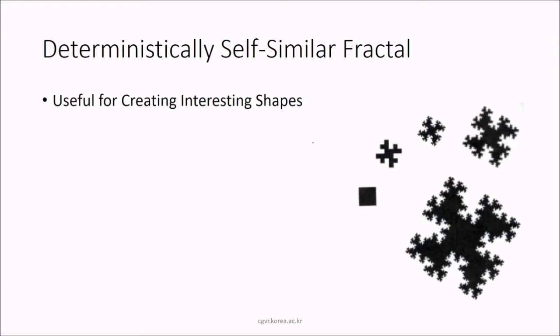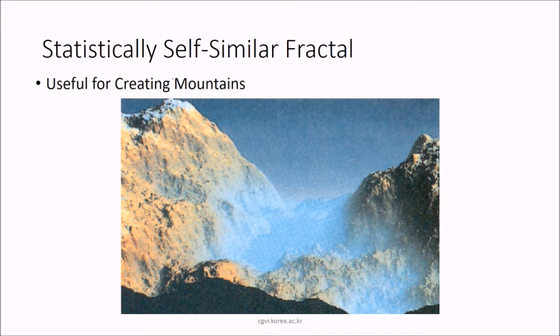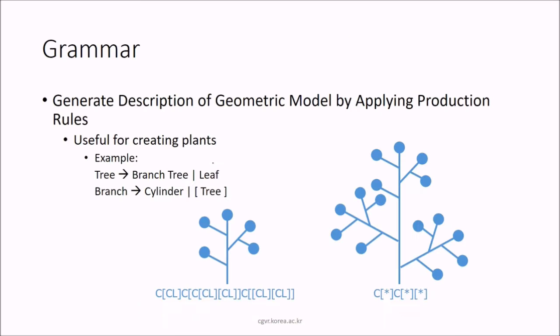Right. This is a deterministically self-similar fractal, useful for creating interesting shapes like this. And with deterministically self-similar fractals, this is useful for creating, again, very interesting shapes. And what about the statistically self-similar fractals? This is useful for creating, say, mountains, and useful for creating 3D plants.